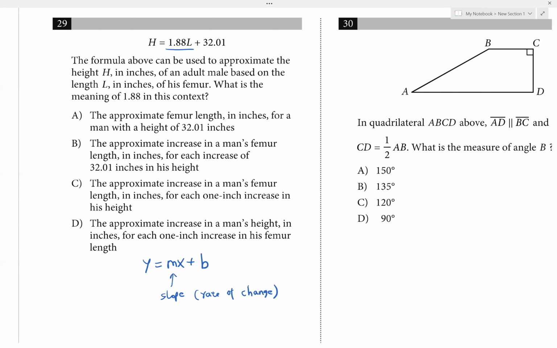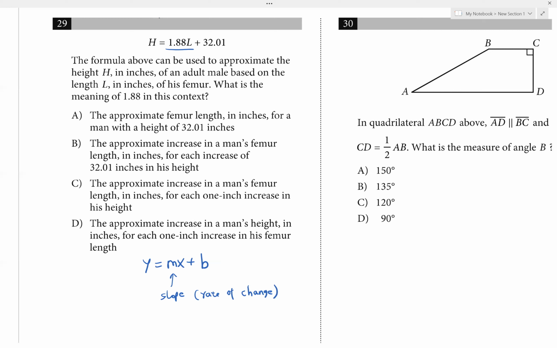Okay, so in this case, our x value is L. So L is the length of the femur. And then the y value will be the height. Okay, so here it tells us as the L value increases by 1, the H value will go up by 1.88. Okay, so that means as the femur length increases by 1, then the height should increase by 1.88 inches.